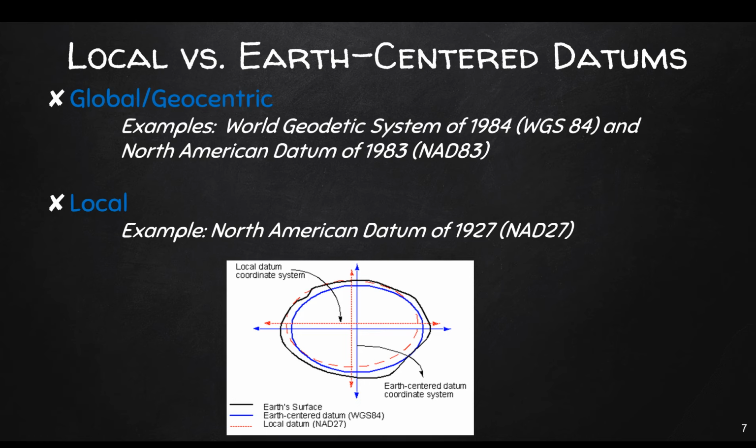The local datum, on the other hand, is represented in red. Notice how it aligns to a small portion of the Earth's surface and does a great job of modeling that area, but it does a poor job in other areas, such as the southern hemisphere. So, for example, the North American Datum, NAD 27, would do a fairly decent job of representing North America, but it would be a poor choice of datum to use for Europe or Africa or Japan for that matter.